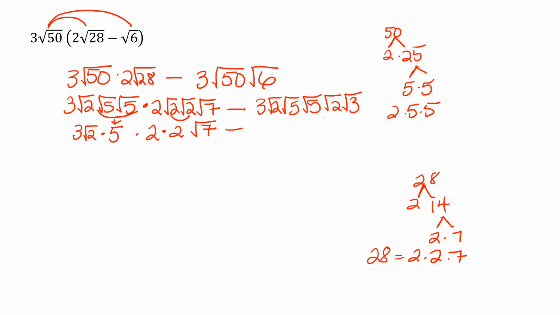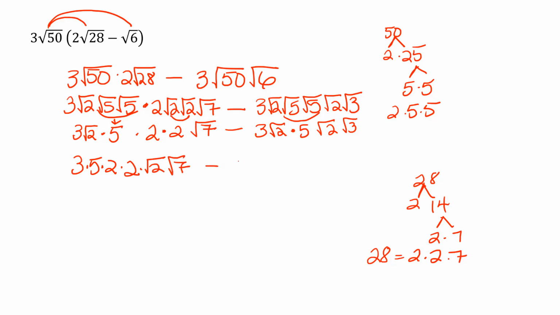Over here, I've got the square root of 5 times the square root of 5 there also. So I've got 3 times the square root of 2. Square root of 5 times the square root of 5 is 5. So I'm just going to put a 5. And then I've got the square root of 2, square root of 3. So now I'm just going to line everything up so that I can multiply the numbers that are not under a square root and multiply the square roots together. 3 times 5 times 2 times 2 times the square root of 2 times the square root of 7.